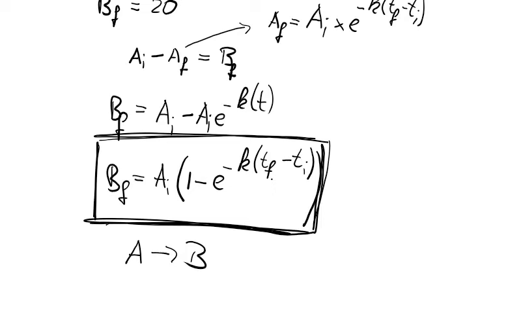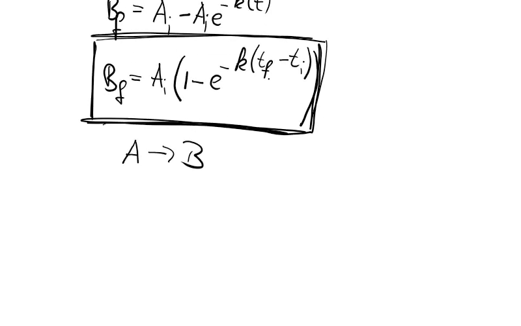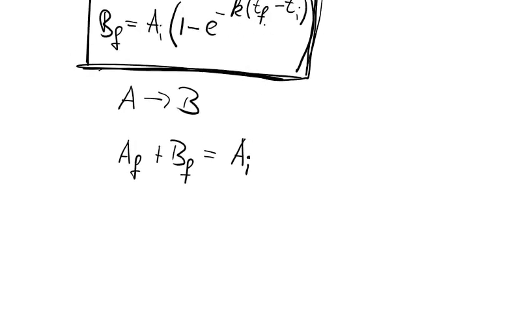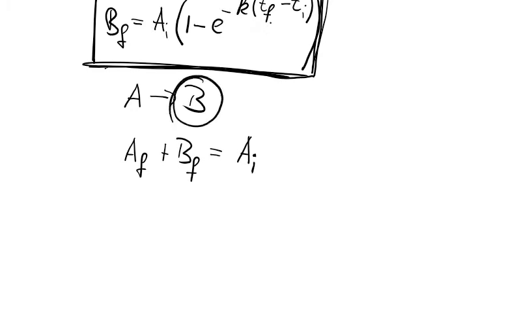That makes sense to you? And we have always, if you like, A final plus B final always gives us A initial. That was sort of our starting point. Yeah? Are you happy with that? I'm happy with that. If you are happy with that, then all is good. So here we were looking at the production of B.